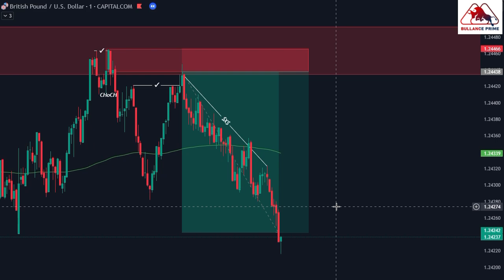So I hope you understand the logic of this trade and how it works, step by step. Also, this was a 1 minute time frame entry with a 15-minute analysis. We found our entry zone and we made this target, and we won this trade successfully.